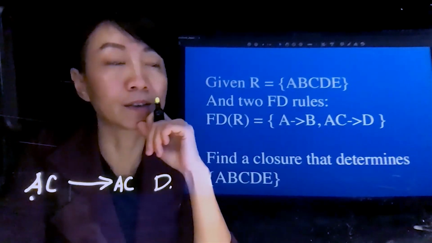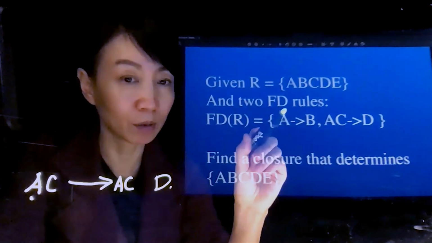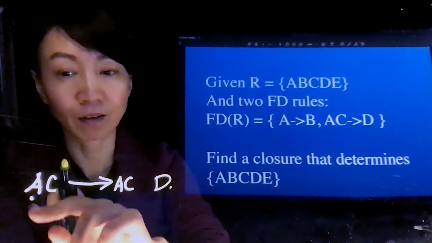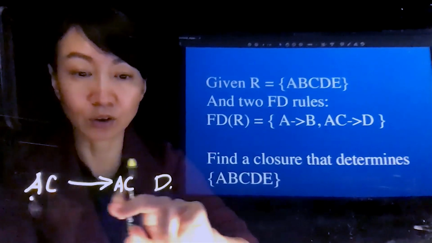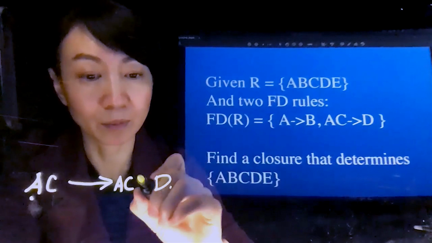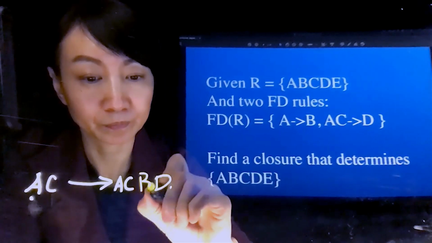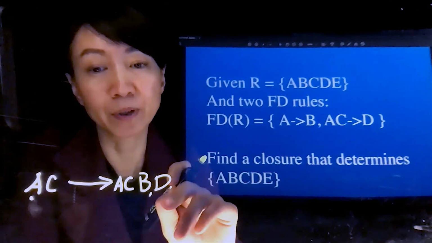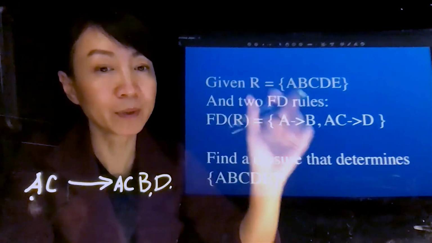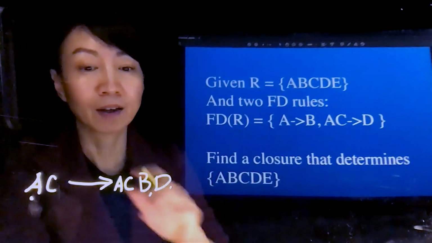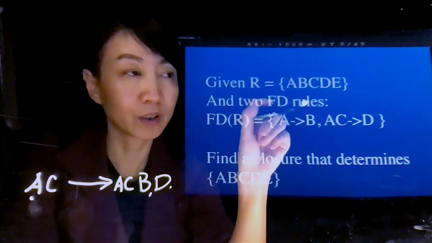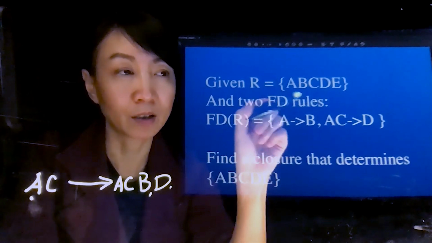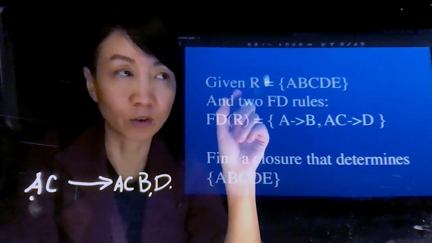Then next, we can apply the second one, A to B. We do have A on the left-hand side, so A can determine B. Now we can write B here. Okay, so now we already have 4 attributes. We're only missing the last one, E. Now we can check these 2 functional dependencies. Do we have E in either of them? No, we don't have E. So that means nobody can determine E.